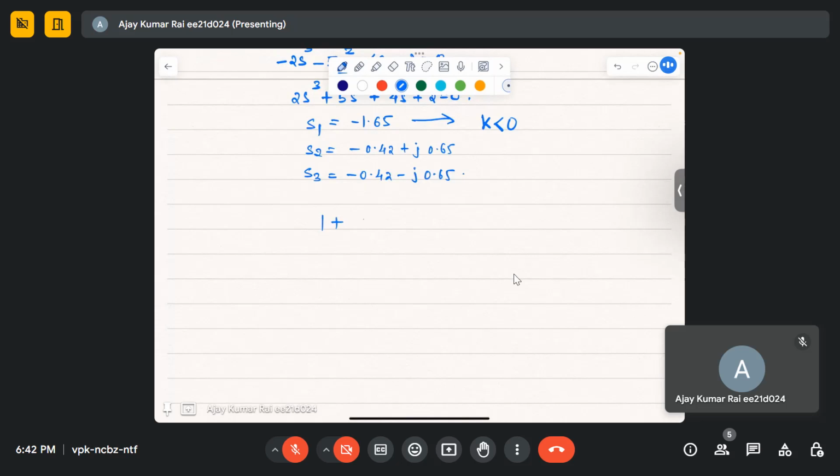What is the characteristic equation? This is K into (s plus 1) plus s cube plus 2s square plus 2s equal to 0.